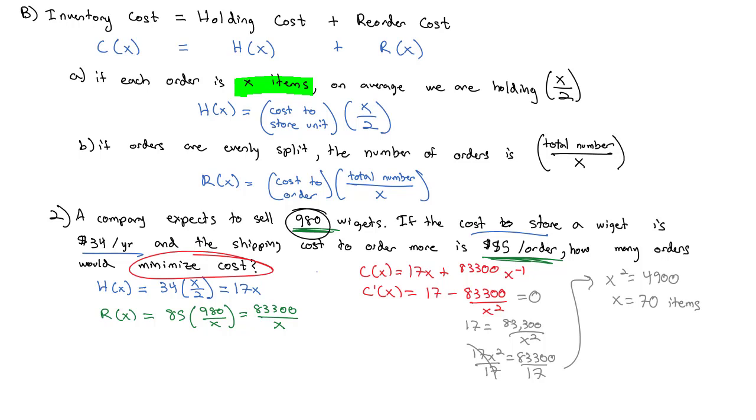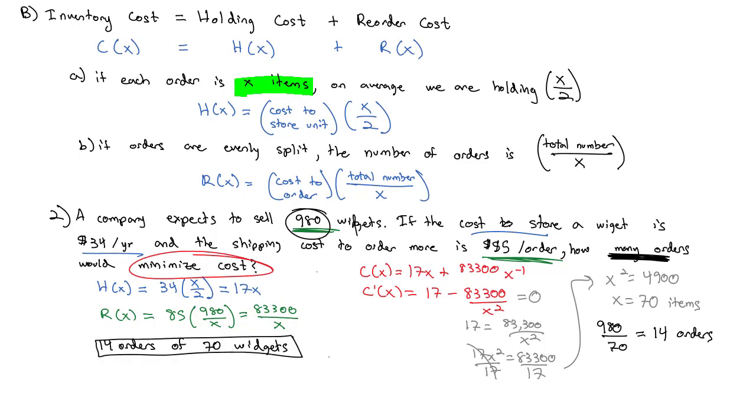The question, though, is asking about how many orders. So if we want to figure out how many orders, we just take the 980 widgets that we're starting with and divide by the 70 items. And that's going to give us 14 orders. So we have 14 orders of 70 items. I guess they're actually widgets. 14 orders of 70 widgets. Widgets should have a D in it. We'll minimize our cost.